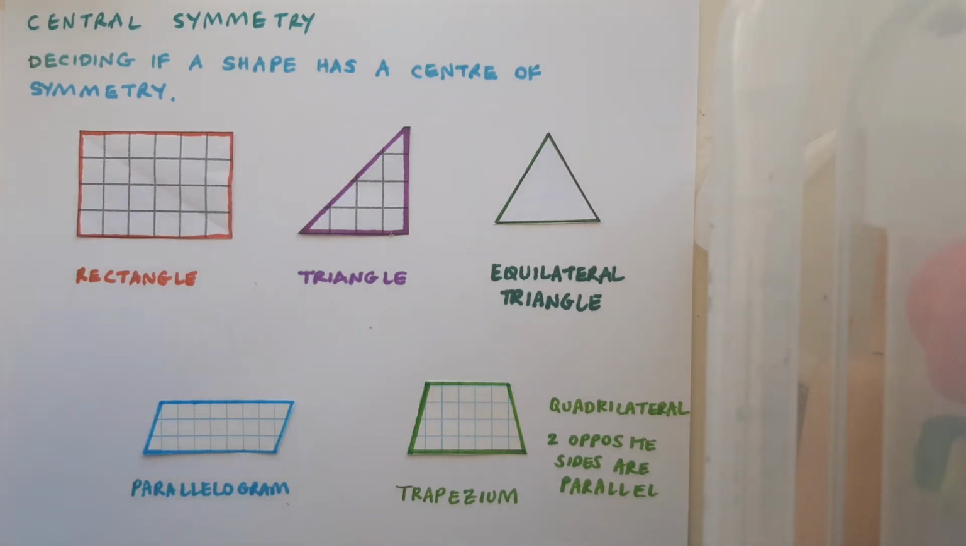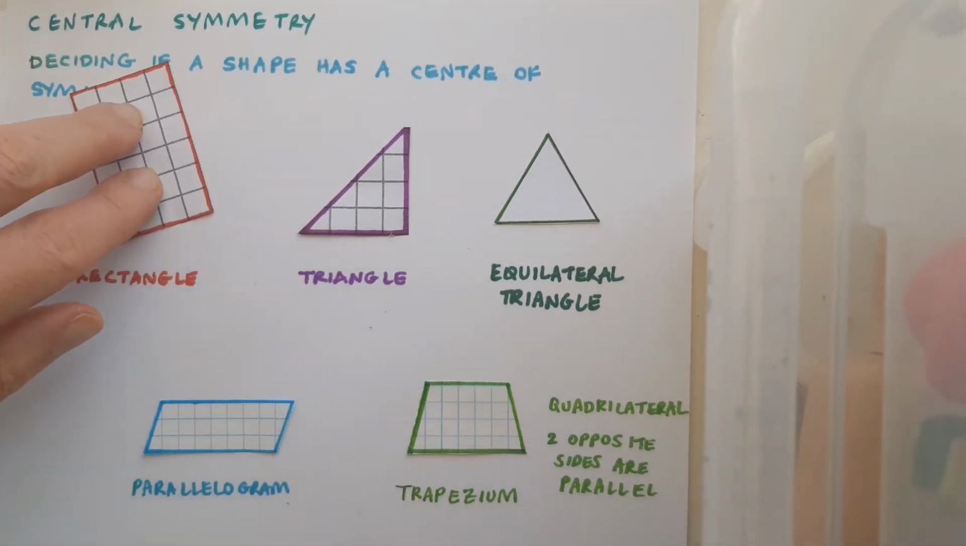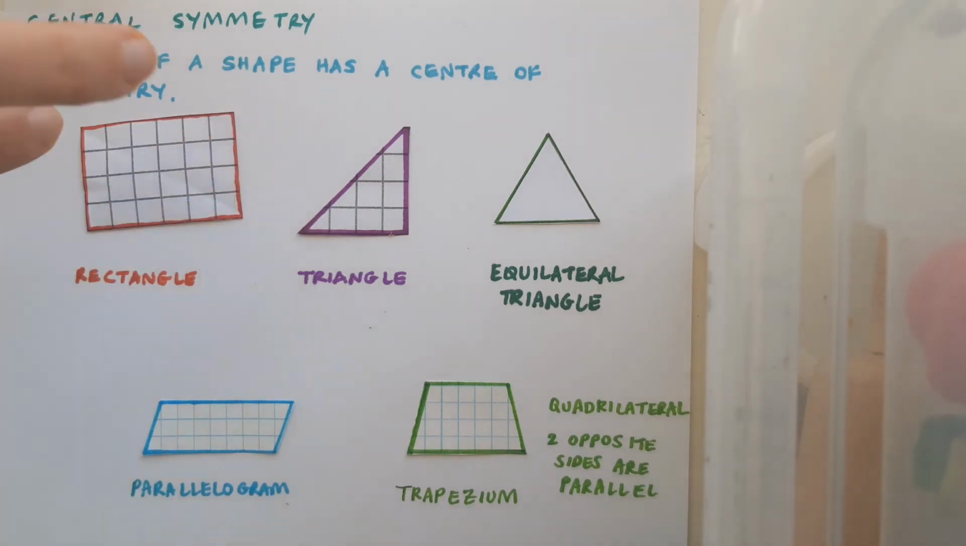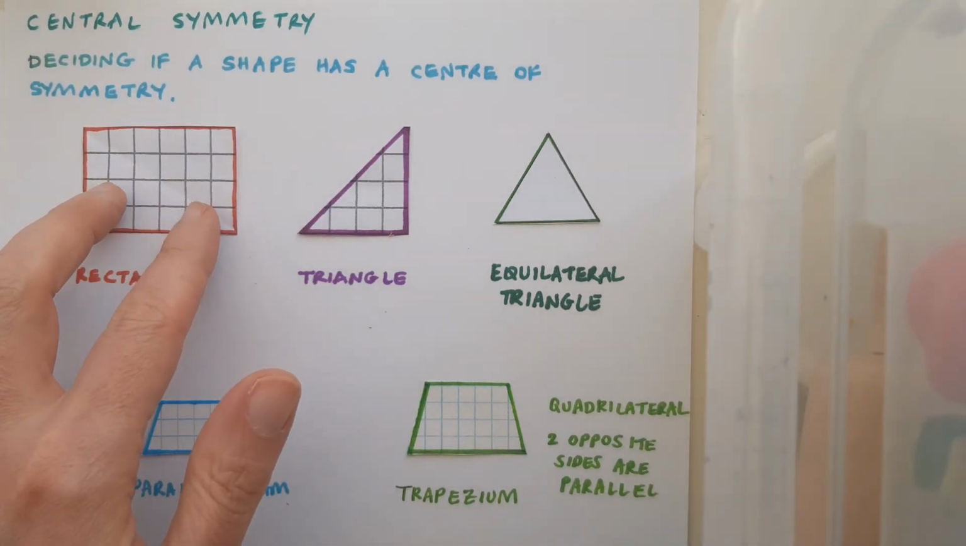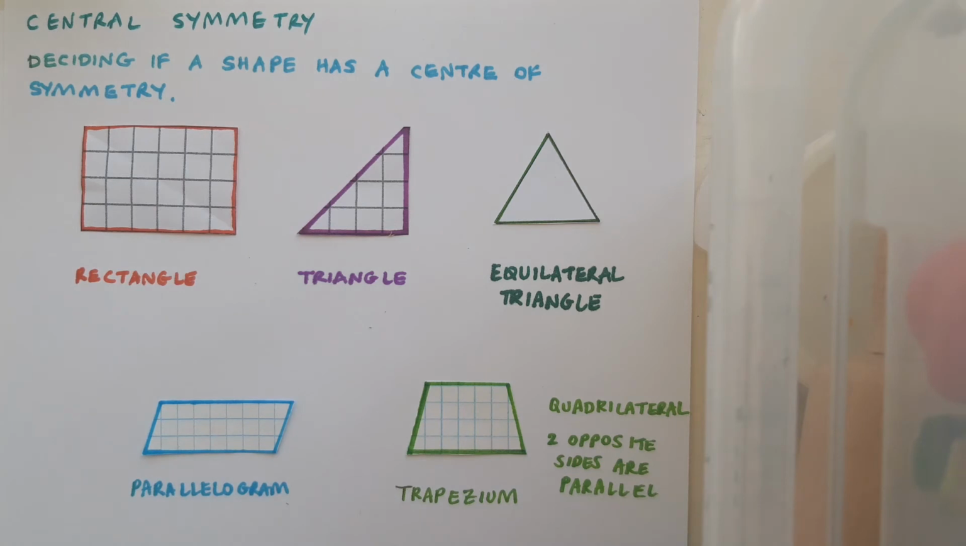Let's take our rectangle. Let's turn it so that its top is at the bottom. I'm basically flipping it over. I'm turning it through 180 degrees. It looks the exact same as it looked originally. So yes, my rectangle has a center of symmetry.